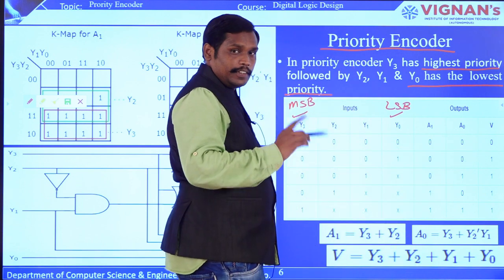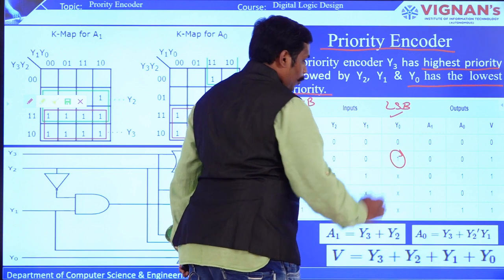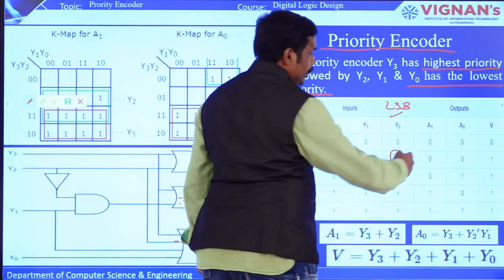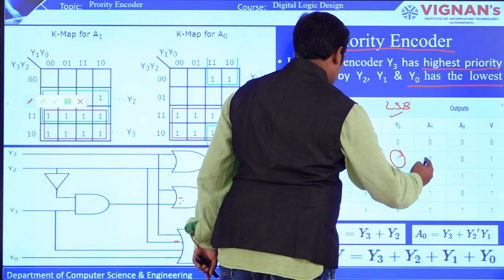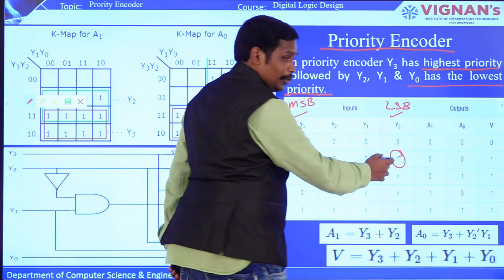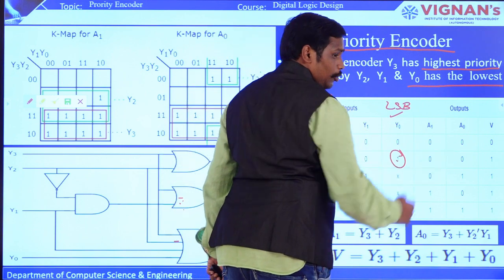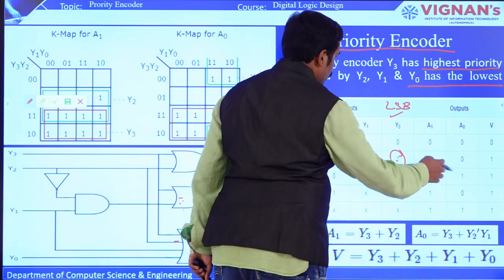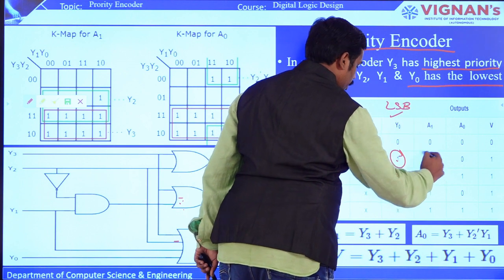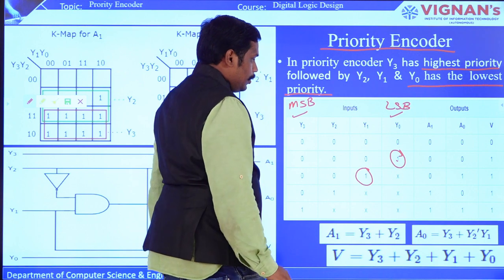Okay. So this is the first operation that is performed, and then if you have Y0 as 1, you can see here it has the lowest priority. Whenever the lowest priority is activated, the output of the priority encoder will be 0, 0. Okay. So whenever Y1 is 1, Okay.